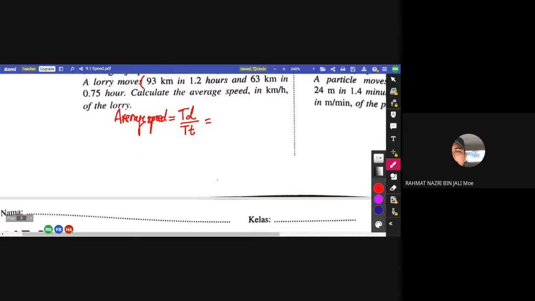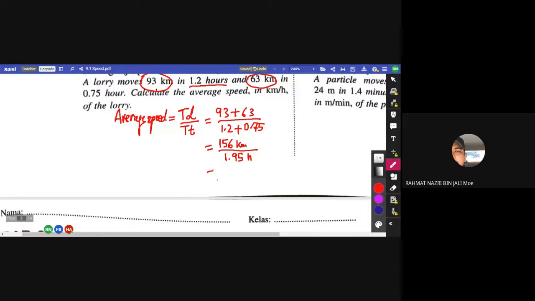So distance here we have 93 and 63. So plus together, 93 plus 63, divided by total time taken. Make sure they have the same unit. 1.2 hours and 0.75 hours. So 1.2 plus 0.75. So we get the above part is 156 kilometer. And then the time we have 1.95 hours.